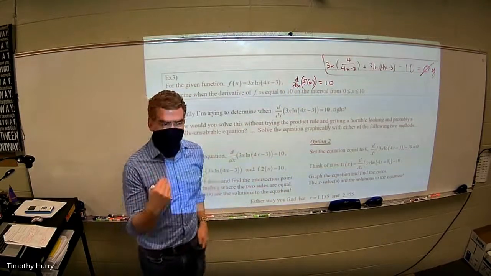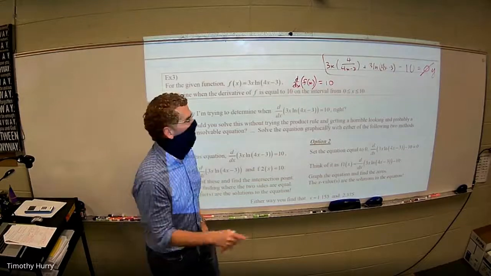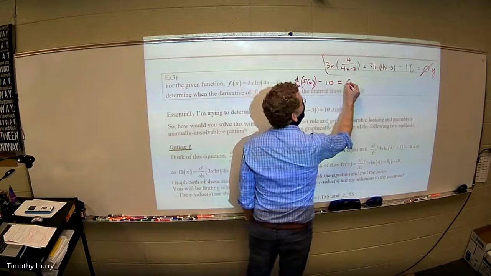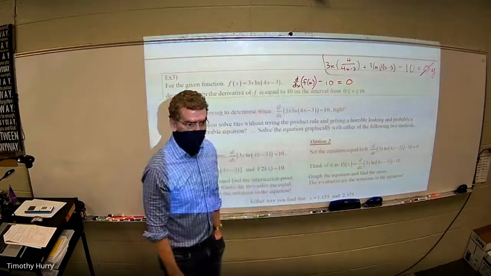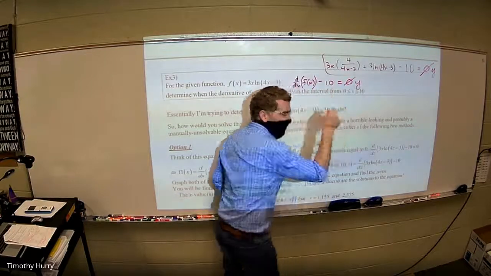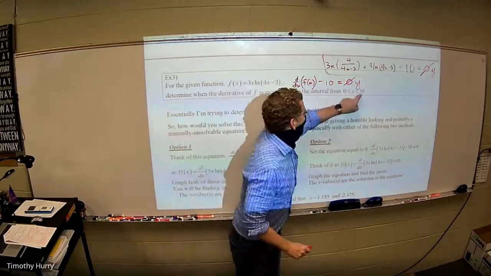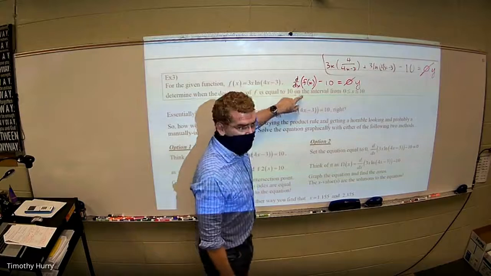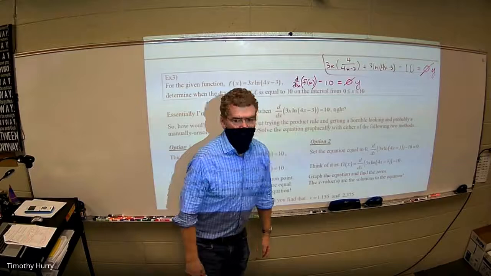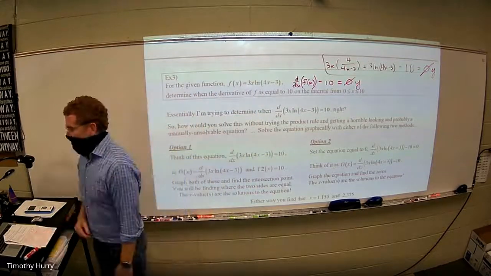So all I have to do, if I really want to trust my calculator, is move the 10 over to the left. You tracking? And change that to y. And my calculator will let me graph y equals that. Literally, we're going to have that in our calculator, and let it do the work. And then I can just find the zeros. So let's check this out.